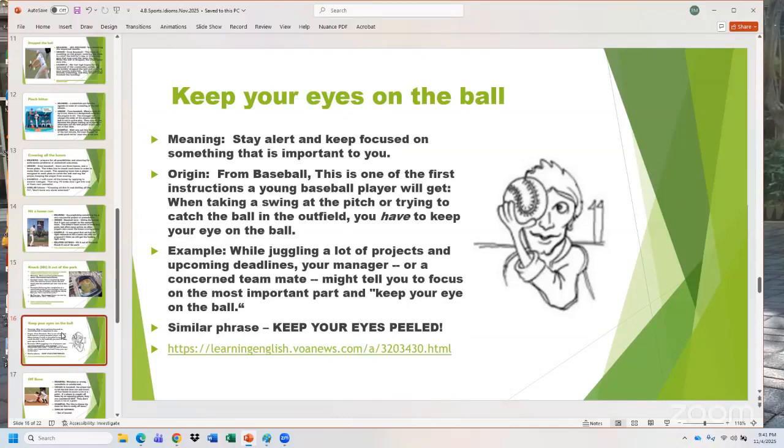Keep your eyes on the ball, meaning stay alert and keep focused on something that is important to you. Origin, from baseball, that is one of the first instructions a young baseball player will get. When taking a swing at the pitch or trying to catch the ball in the outfield, you have to keep your eyes on the ball. Example, while juggling a lot of projects and upcoming deadlines, your manager or a concerned teammate might tell you to focus on the most important part and keep your eyes on the ball.